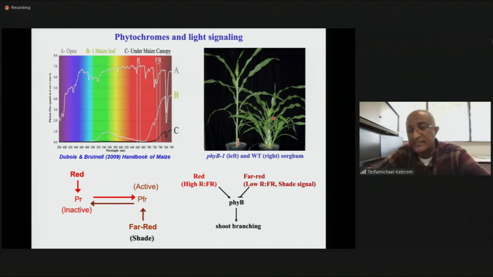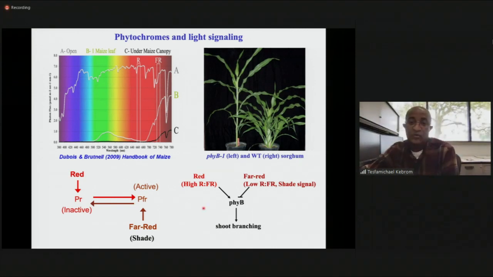When I started my research based on this knowledge, I developed this model. This is around 2004. The model is that when there is red light, phytochrome B is active, so it promotes shoot branching. When there is far red light or when the plant is shaded, then phytochrome B becomes inactive, so shoot branching is inhibited. So I used this model to start with my research.